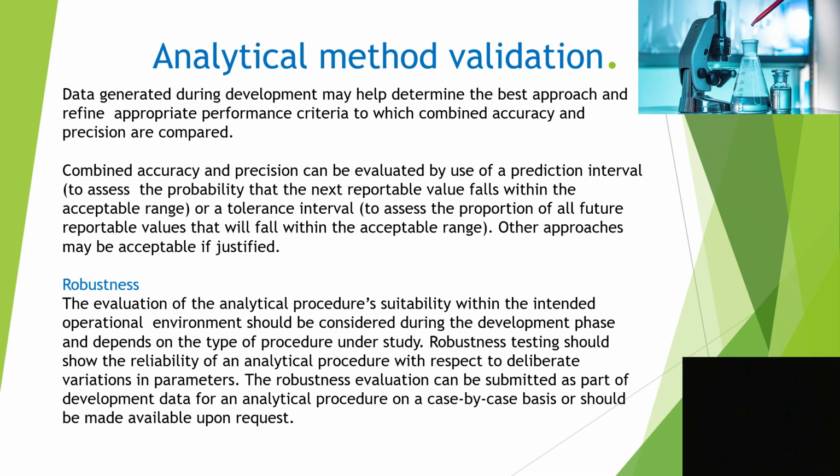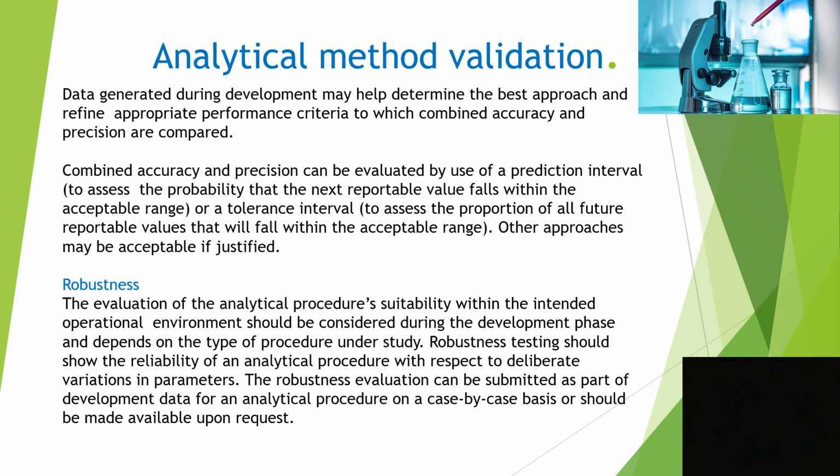Data generated during the development may help to determine the best approach and refine appropriate performance criteria to which the combined accuracy and precision are compared. Combined accuracy and precision can be evaluated by use of a prediction interval to assess the probability that the next reportable value falls within the acceptable range, or a tolerance interval to assess the proportion of all future reportable values that will fall within the acceptable range. Other approaches may be acceptable if justified.